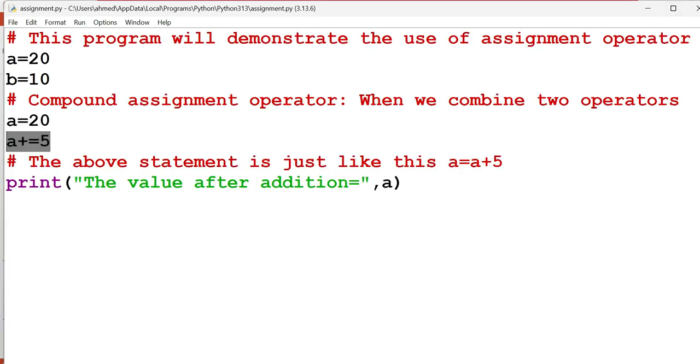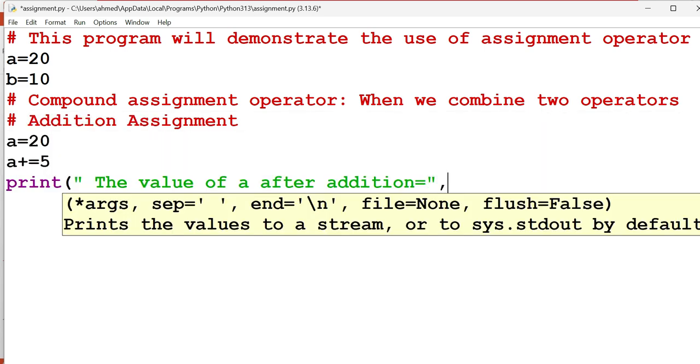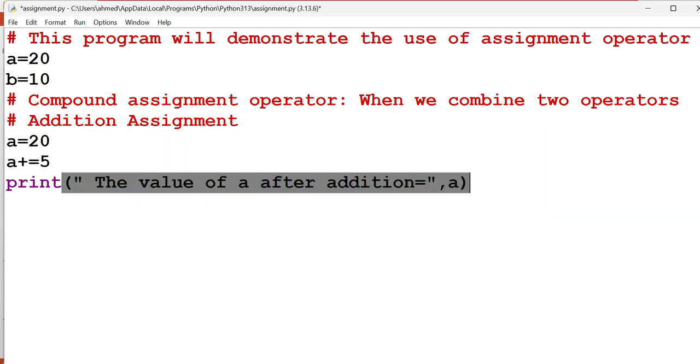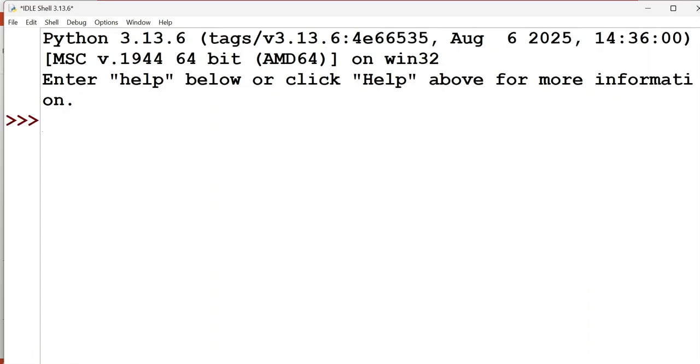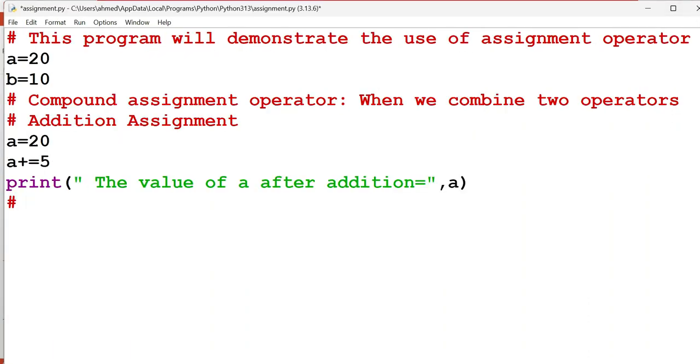We'll close this. In the same way, this is known as addition assignment. We can give the heading here, addition assignment. The value of a after addition, 25. Now we'll discuss the second assignment, which is known as subtraction assignment.